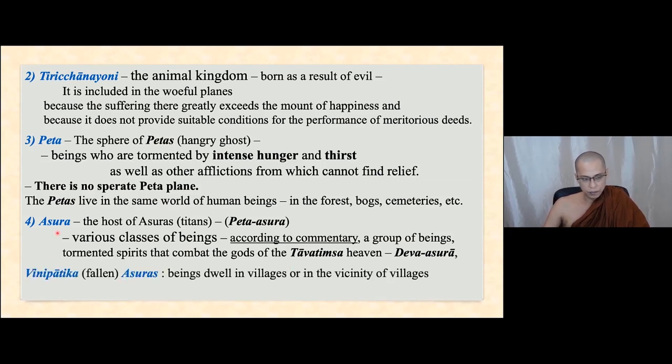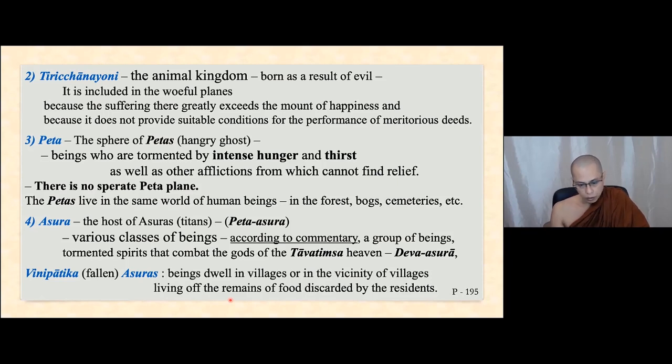Okay, then another type, we can see the Pitta Asura, the Titan. This is the Vinipatika Asura, the fallen Asura, beings who dwell in a village or in the vicinity of a village. Although they are living in the village, they cannot eat from the table of the human beings. They survive on the remaining food of their residence.